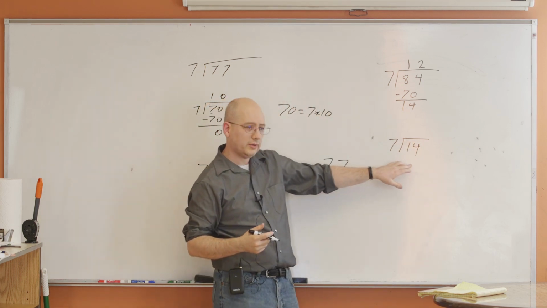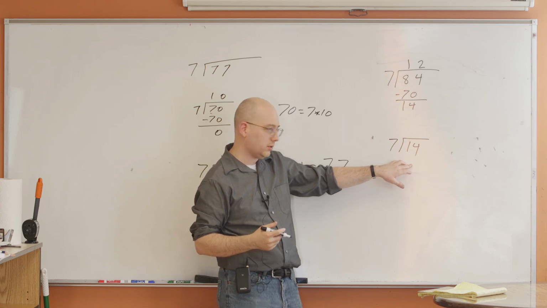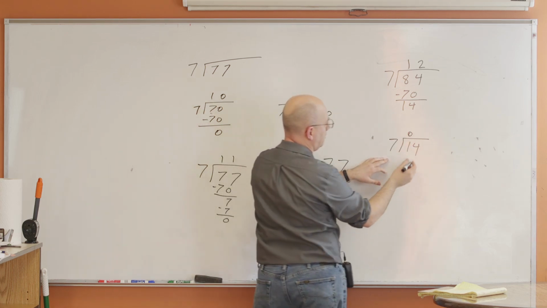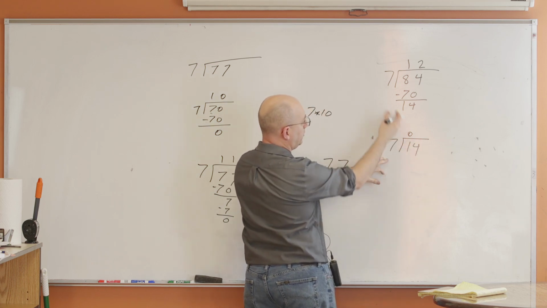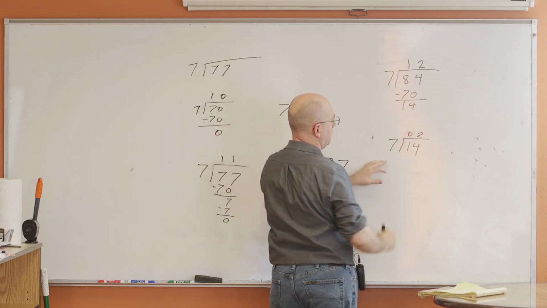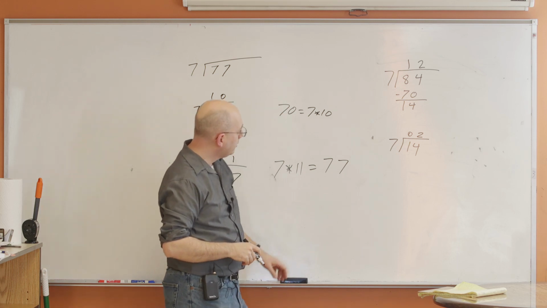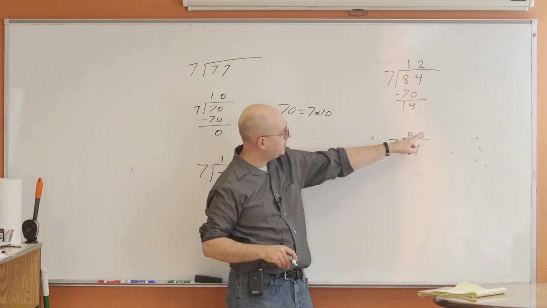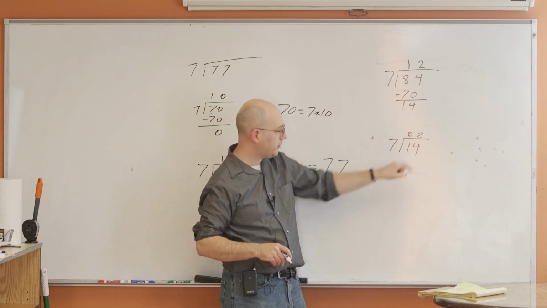So does 7 divide into 1? No. So you have a 0. And then, so nothing's changed, so now you got to do the 7 to the 14, and you get 2. Now, there's no real need to write the 0 here, as long as you remember to put the 2 over the appropriate place.